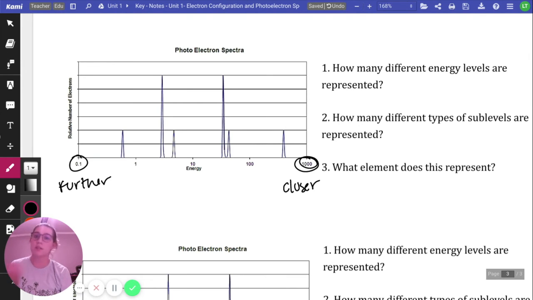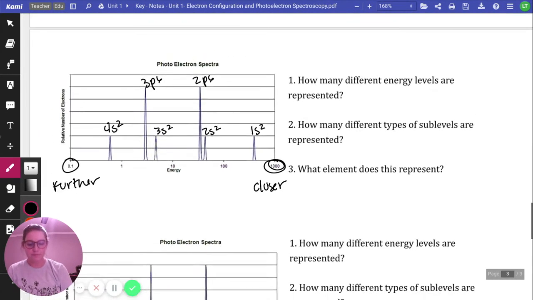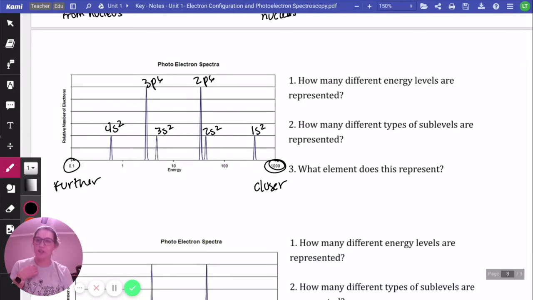So I always like to just write my configuration on top, going based on my periodic table, before I answer any of the questions about these. So for this one, we have 1s2, 2s2, 2p6, 3s2, 3p6, 4s2. After I've written my configuration, it makes it much easier to answer my questions.